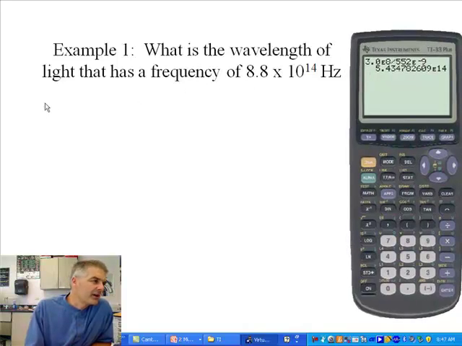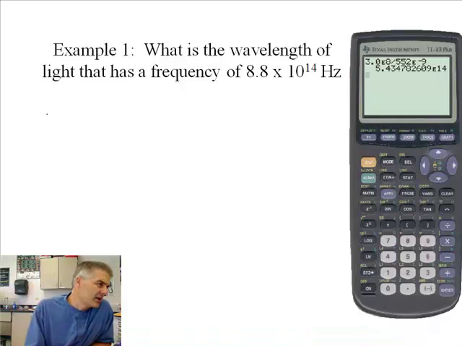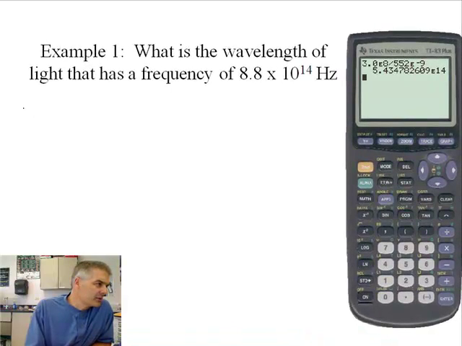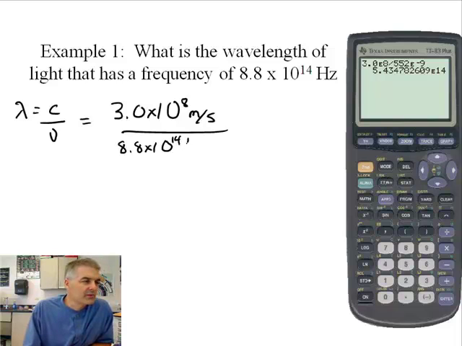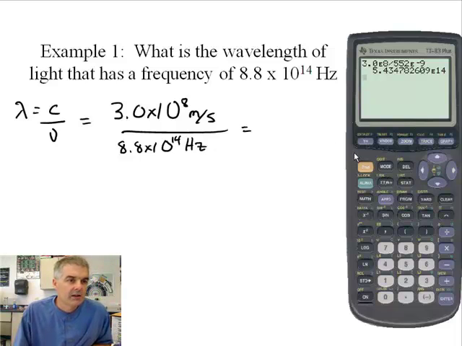All right, I have the frequency, and it's asking what the wavelength is. So if I know what the frequency is, what's the wavelength? Okay, it's really the same equation. I could say that the wavelength is equal to c over the frequency, or nu. So I'm just going to say 3.0 times 10 to the 8th meters per second divided by the frequency, which is 8.8 times 10 to the 14th hertz. And this will give me the answer in meters.